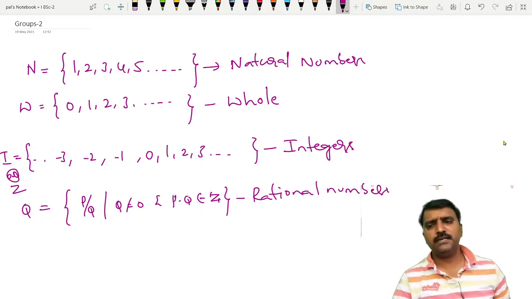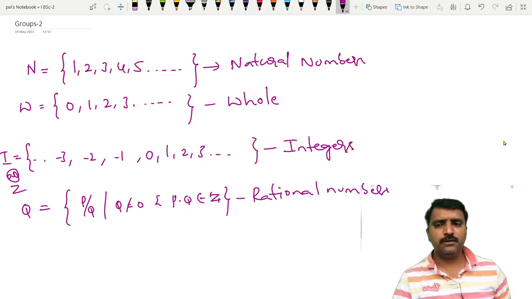You observe that all natural numbers are whole numbers, but all whole numbers are not natural numbers, because 0 is a whole number but not a natural number. And similarly, this is the set of all whole numbers.